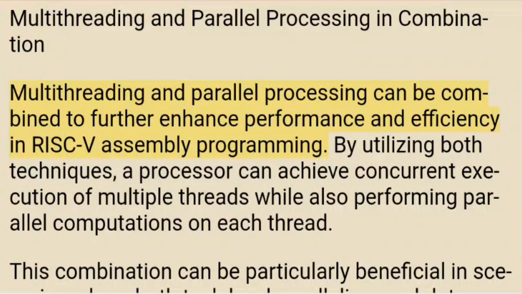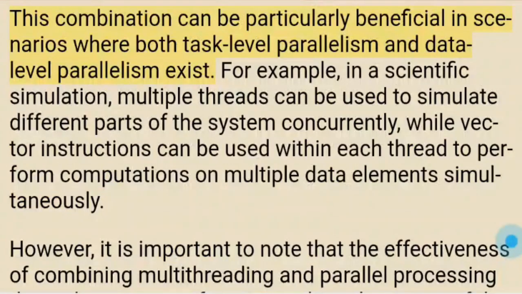Multithreading and parallel processing in combination. Multithreading and parallel processing can be combined to further enhance performance and efficiency in RISC-V assembly programming. By utilizing both techniques, a processor can achieve concurrent execution of multiple threads while also performing parallel computations on each thread. This combination can be particularly beneficial in scenarios where both task-level parallelism and data-level parallelism exist. For example, in a scientific simulation, multiple threads can be used to simulate different parts of the system concurrently, while vector instructions can be used within each thread to perform computations on multiple data elements simultaneously.